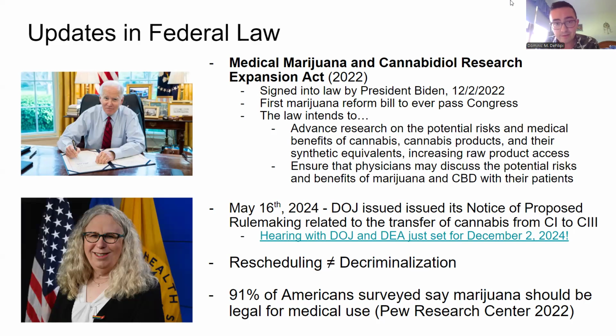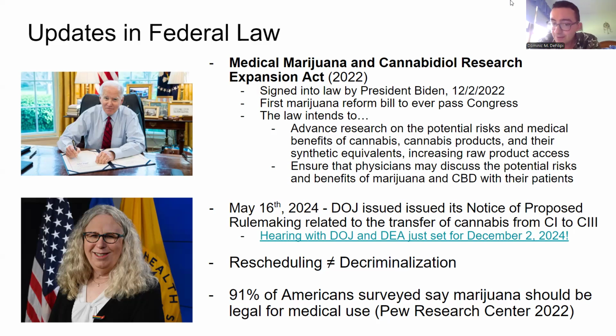So one of the first things that was done was the Medical Marijuana and Cannabidiol Research Expansion Act, signed into law by President Biden. It was on 12/2/22, easy date to remember. It's the first marijuana bill to ever pass Congress, I guess not including the CSA. And the law intends to advance research on the potential risks and medical benefits of cannabis products, and their synthetic equivalents as well as increasing raw product access for both growers and researchers. It also ensures that physicians may discuss the potential risks and benefits of marijuana and CBD with their patients, which, according to some state laws, physicians were previously not allowed to do so.